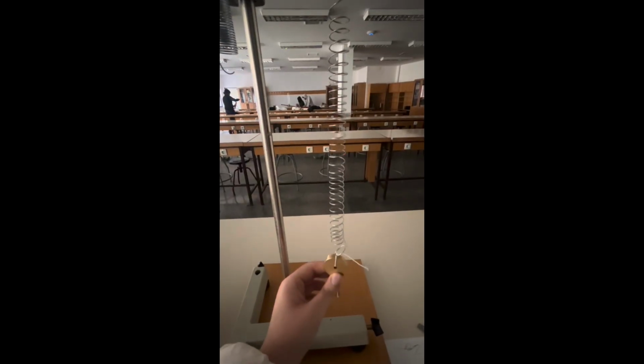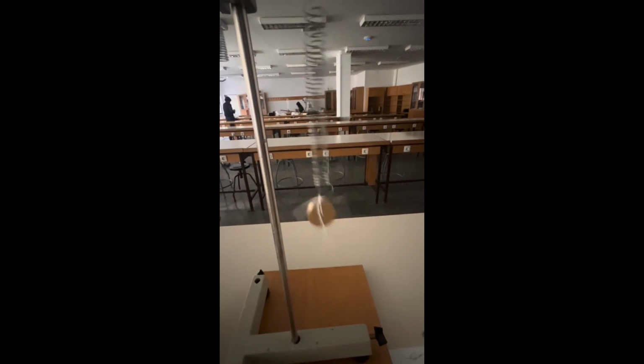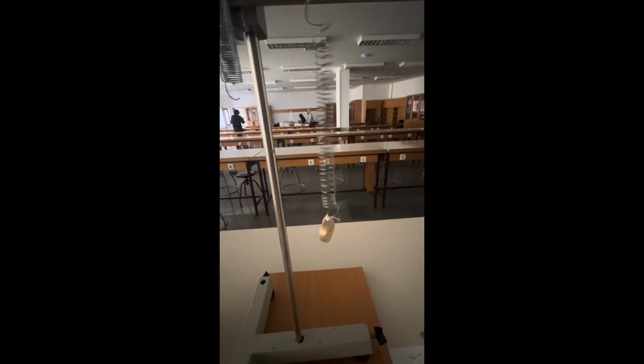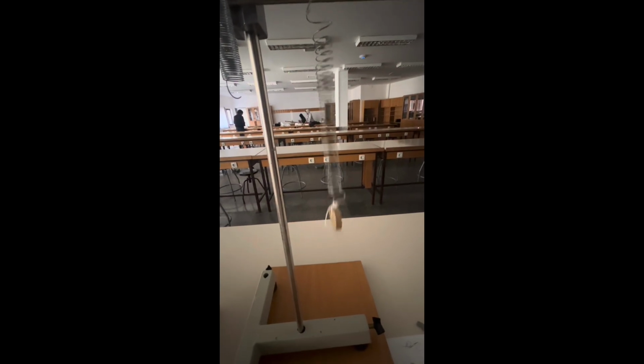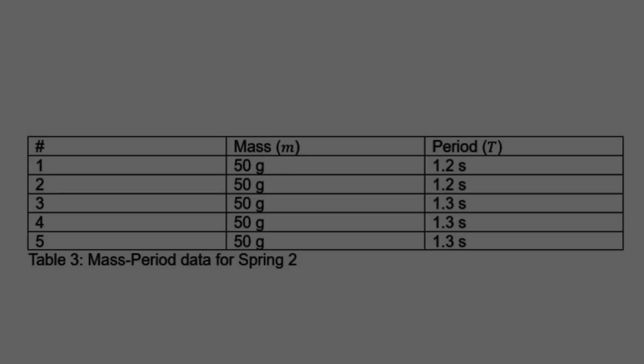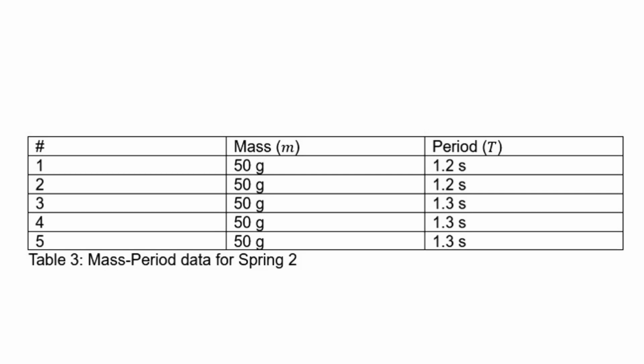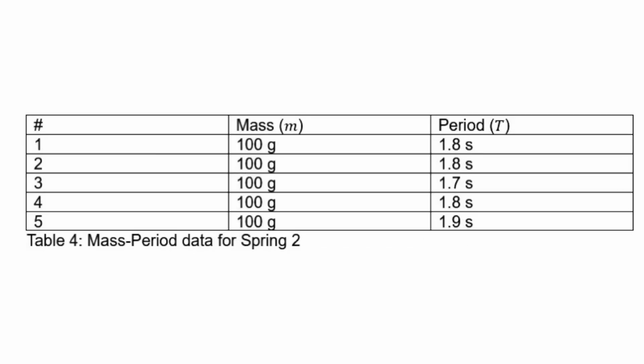After completing the measurements for the first spring, I repeated the entire process with the second spring, using the 50-gram mass first and then the 100-gram mass. For each mass, I measured the period 5 times and calculated the average period to reduce random error.